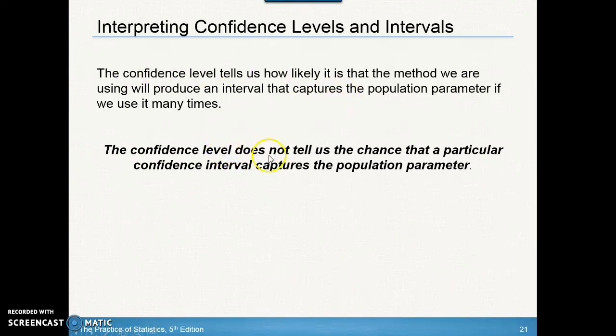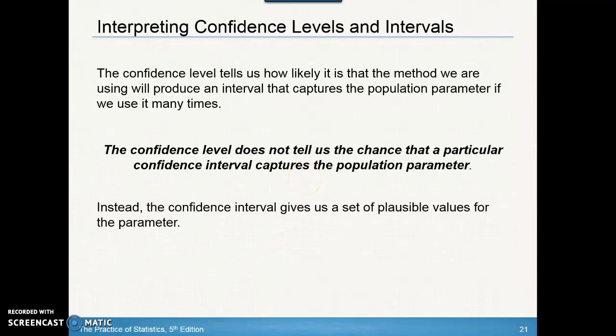The confidence level does not tell us the chance that a particular confidence interval captures the population parameter. So it's not that there's an 80% chance that it falls within that interval. That is completely incorrect. It's that if we did this 100 times, 80% of them would capture the population mean, proportion, or whatever. So please just be careful with that wording.